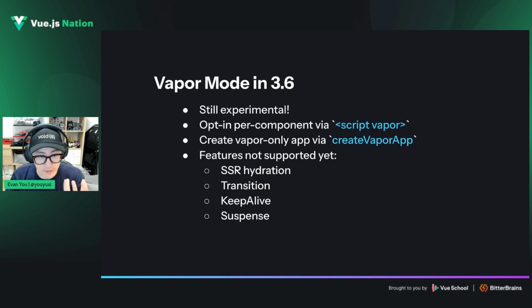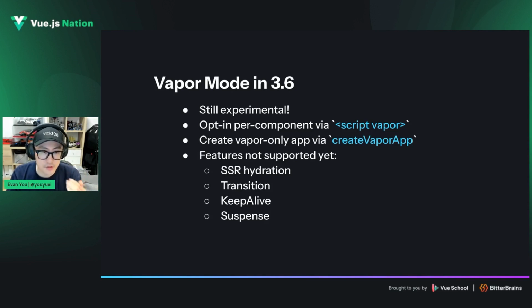So there are still a lot of things we need to finish, but in 3.6, we want to ship Vapor mode in a way where people can start using it without going through complex setup configurations. So essentially, the experience will be like: upgrade to Vue 3.6. Nothing changes in your application. But now, if you take a component and change script setup to script vapor, that component will be compiled in Vapor mode.